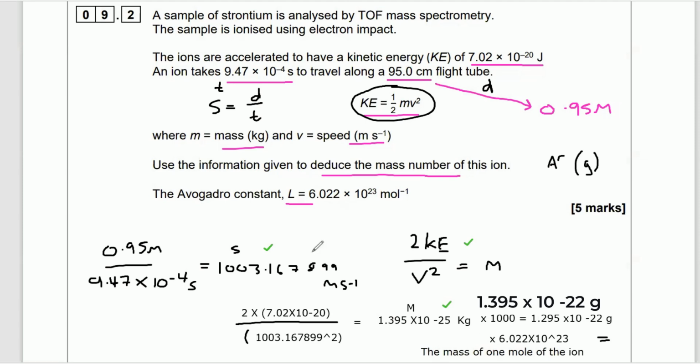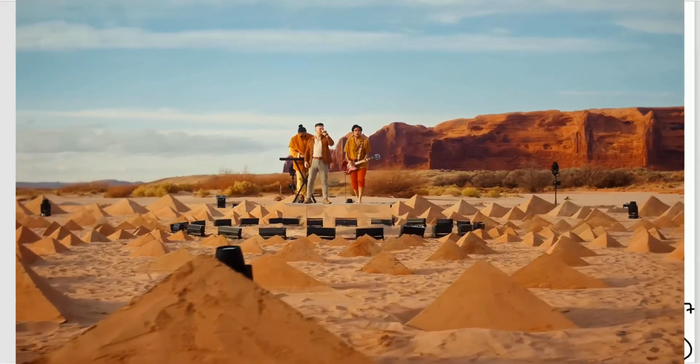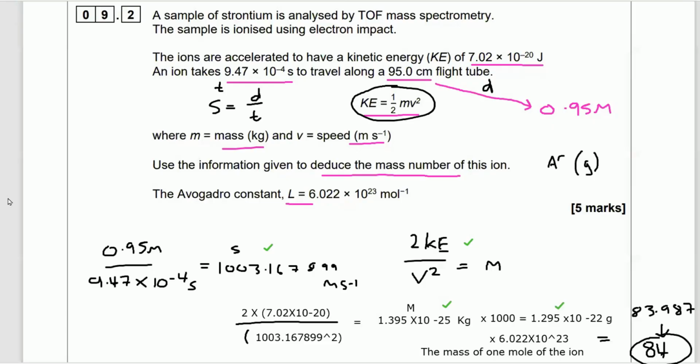Now, it doesn't say, but you'd normally round this to 1 decimal place. So 83.987, well, let's round that up to 84, because our mass numbers are generally going to be whole numbers. And so we'll round that up to 84 to calculate the mass number of that ion. Super, I've circled it here. All right, nice one. Let's move on.